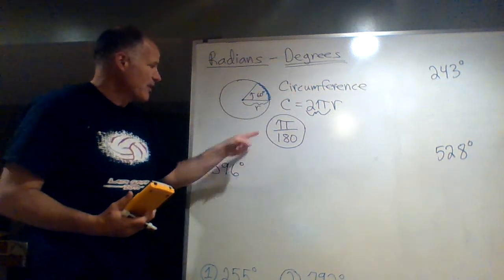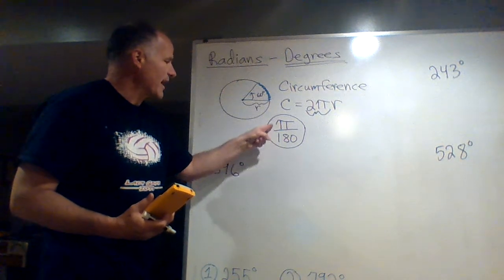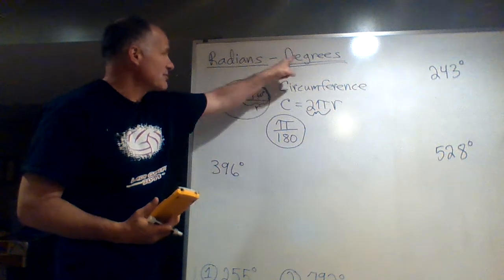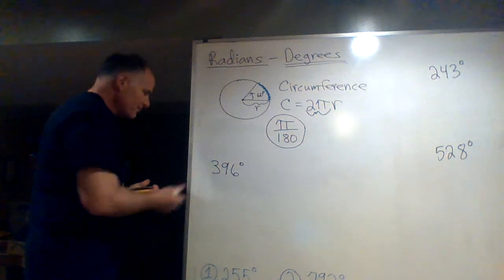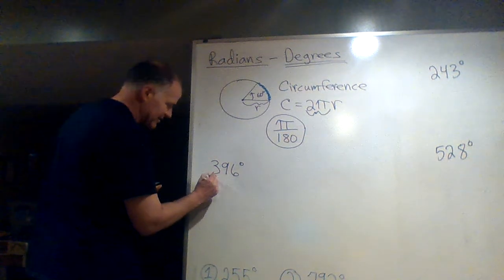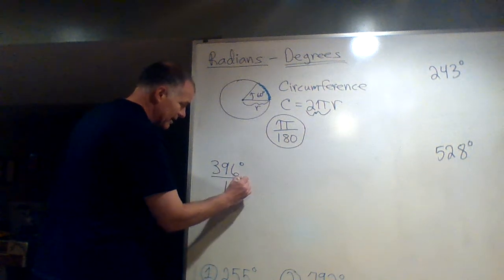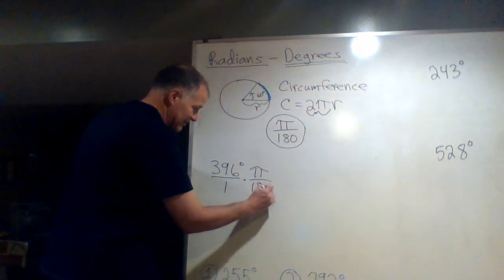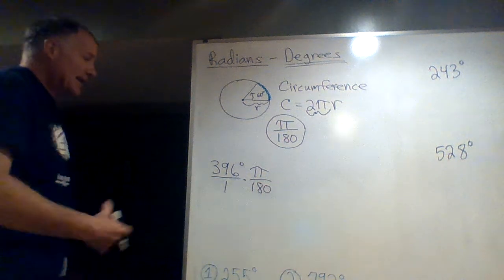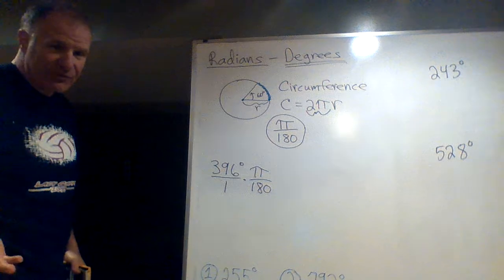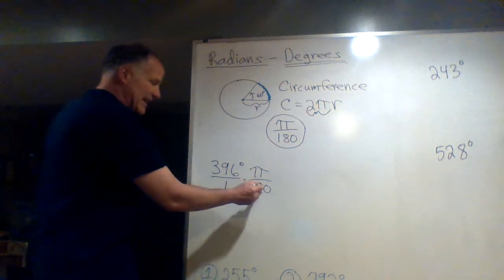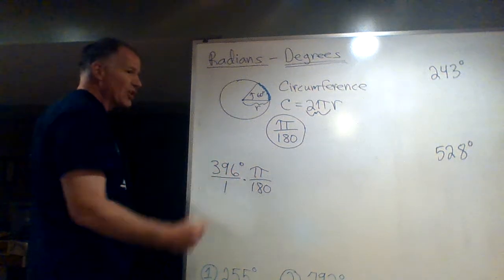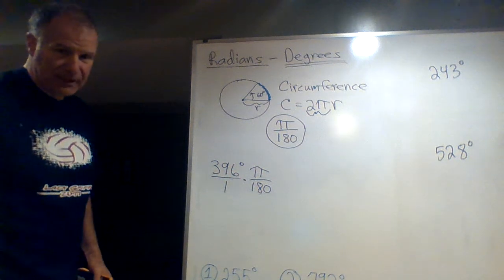I left this up here. Remember, we're using pi over 180. That's always the formula we use to convert from degrees to radians. So we've got 396 over 1 times, again, pi over 180. Now, the difference from the last video is we can't cross off the zero because there's no zero up here to cross off. So this makes it a little tougher.